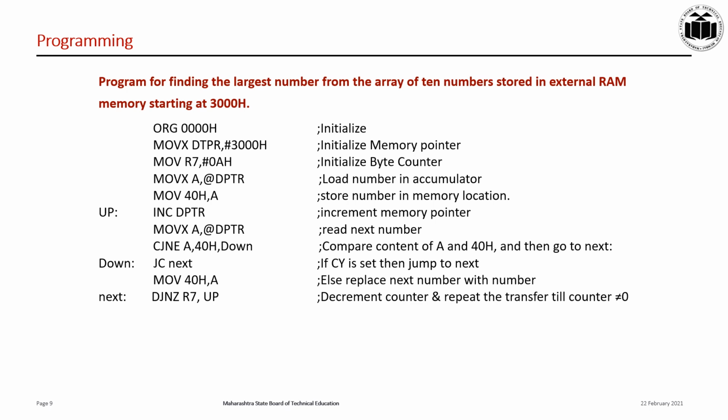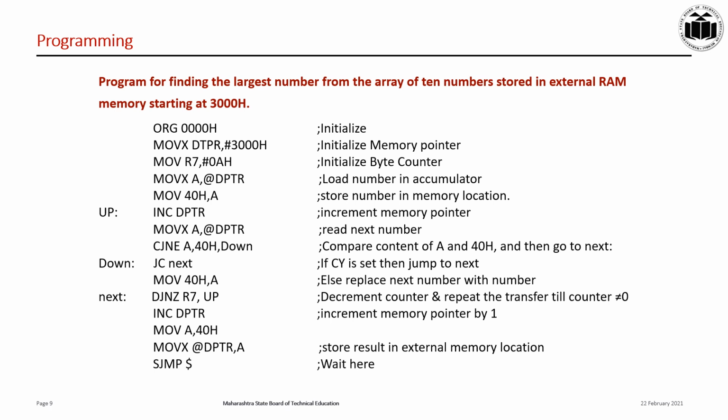Then decrement counter and repeat the transfer till count is not equal to 0 by using instruction DJNZ R1. Then increment counter and store the result in memory location pointed by DPTR.